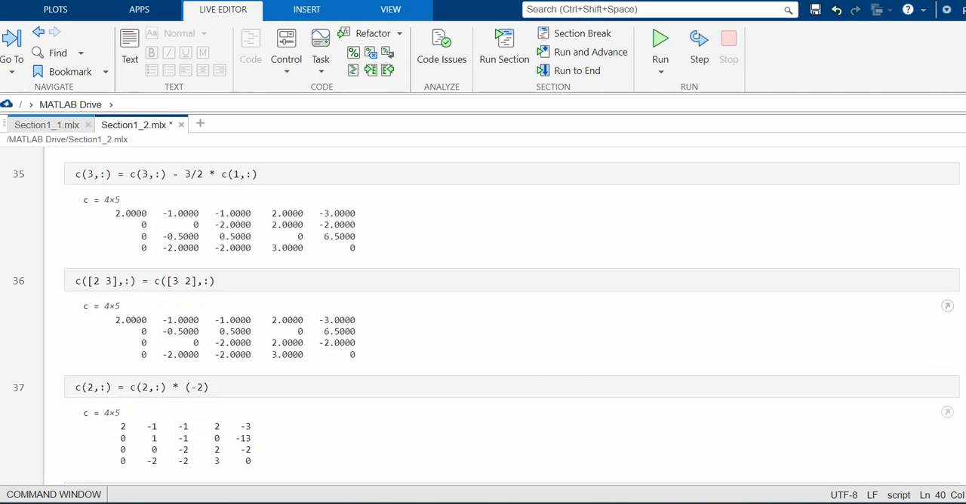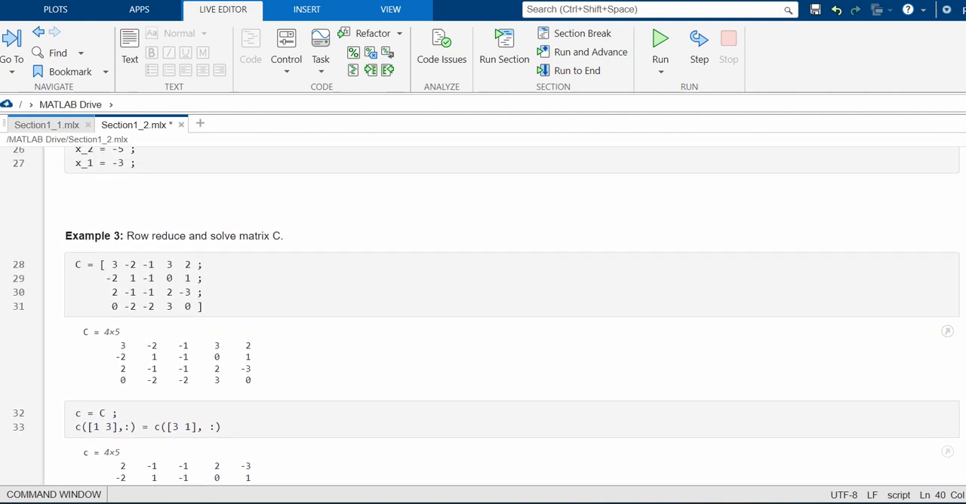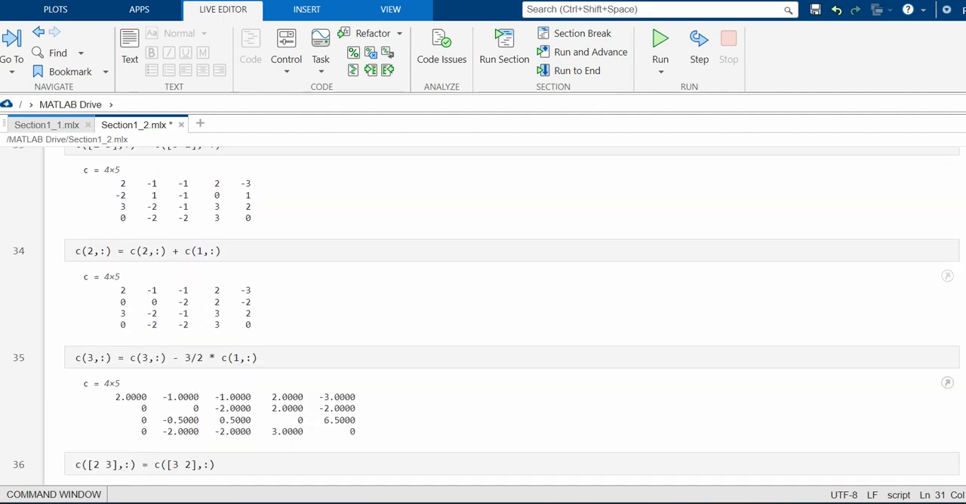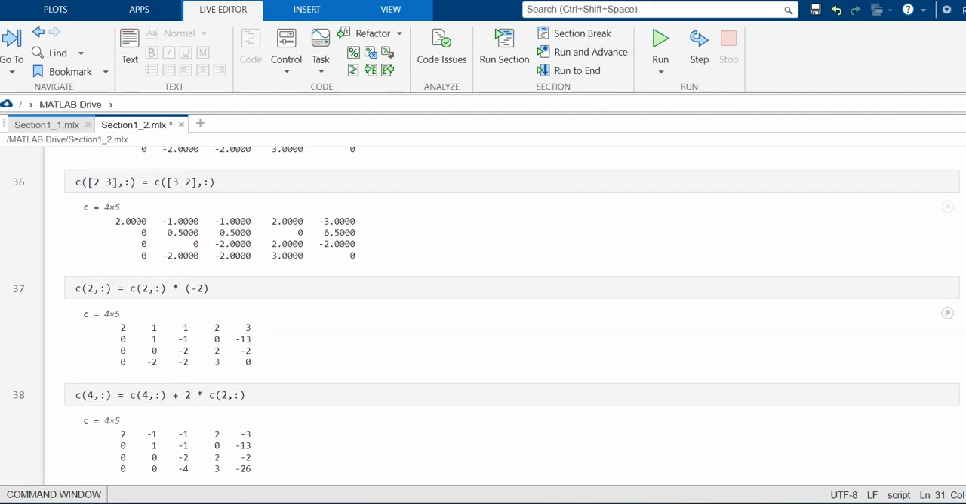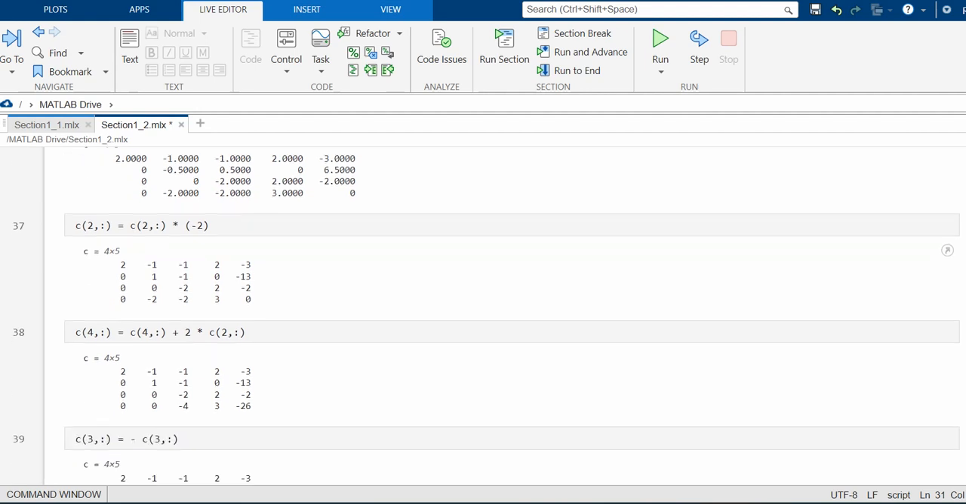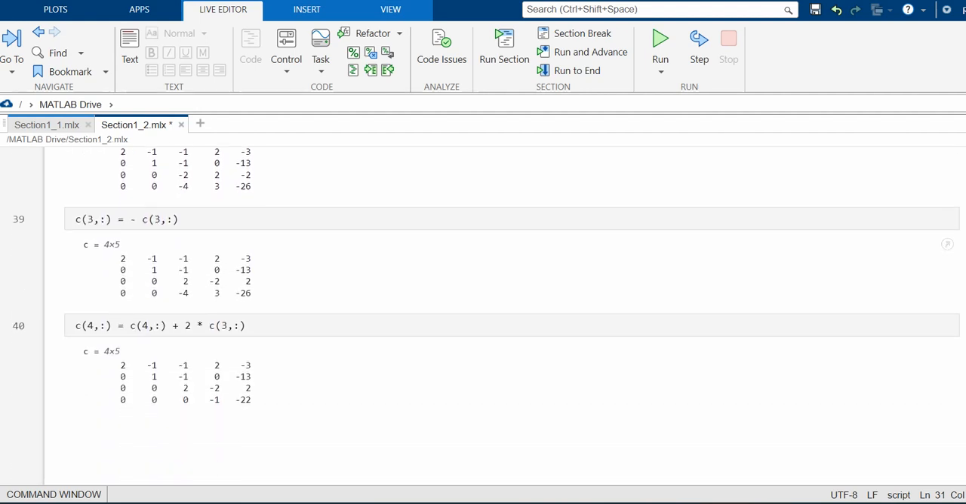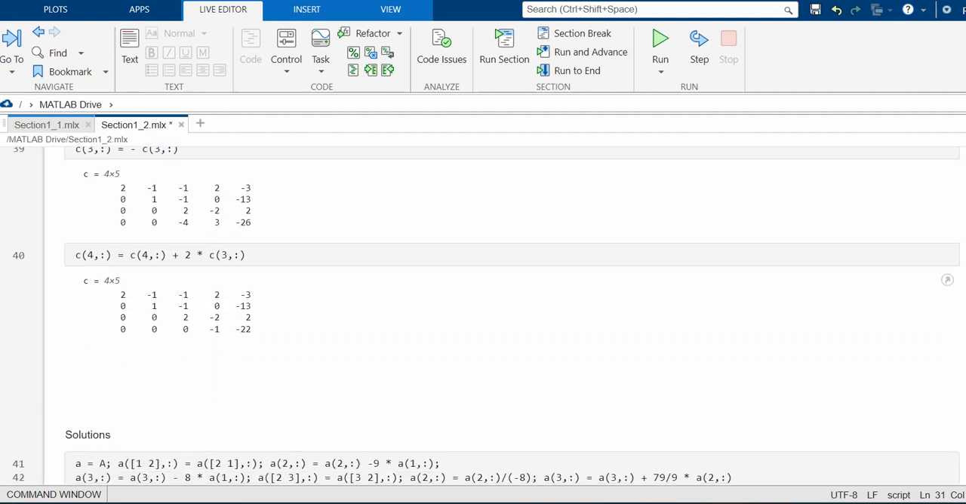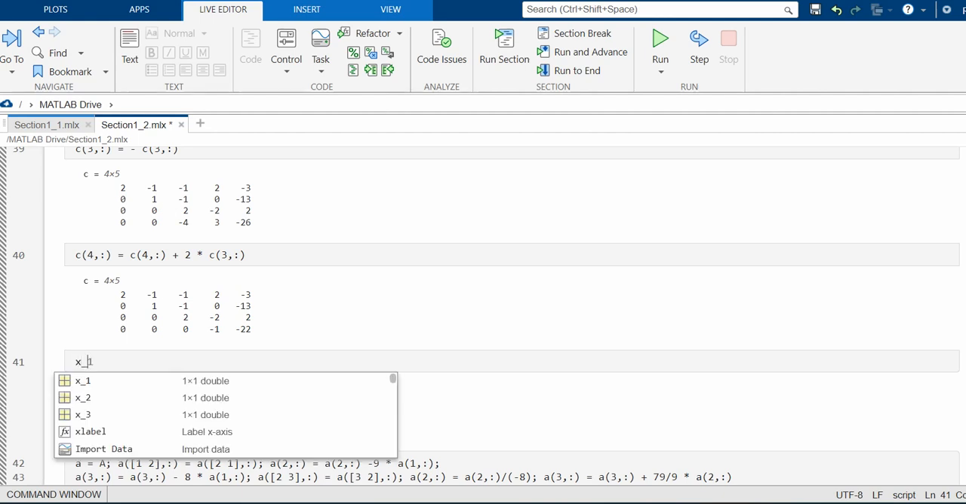But since I made the mistake, I'm going to come back up to the beginning, back to the original matrix. I can do run to end. It reevaluates everything in order. And we do in fact have it. Okay, and now we can get done, right? Why? Because we can back substitute. So notice that x sub 4 equals 22.